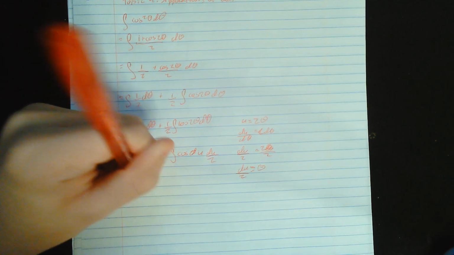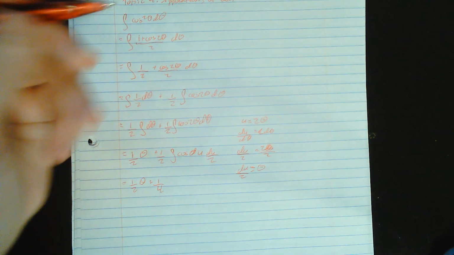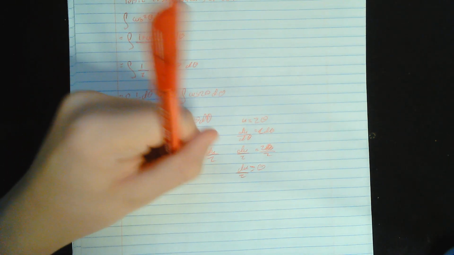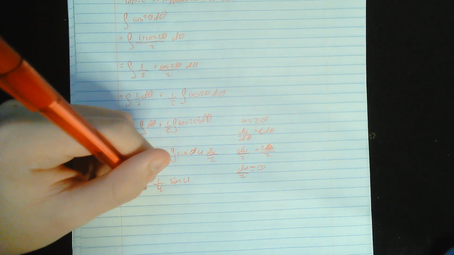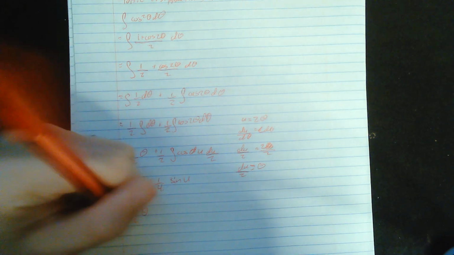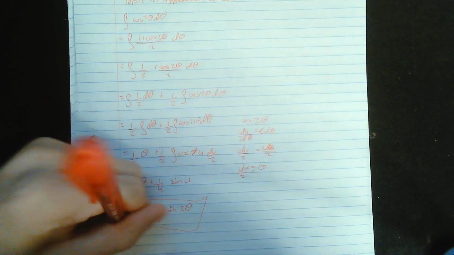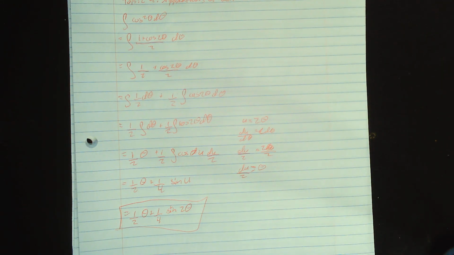So we have 1/2 theta plus 1/4, moving the half from the du, sine of u. Which leaves us, if we plug u back in, with our final answer of 1/2 theta plus 1/4 sine of 2 theta. So, thank you very much for watching. Bye.